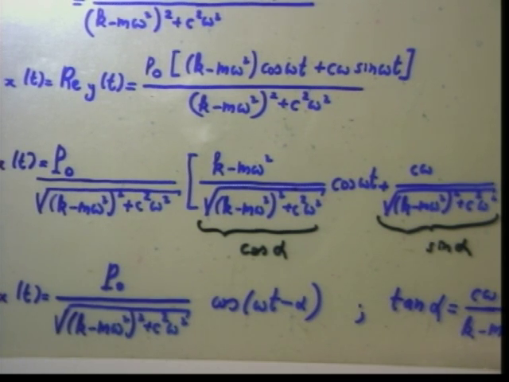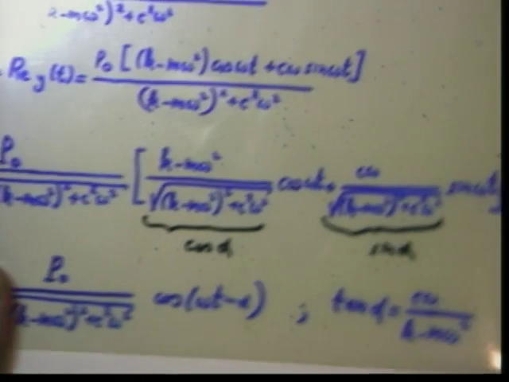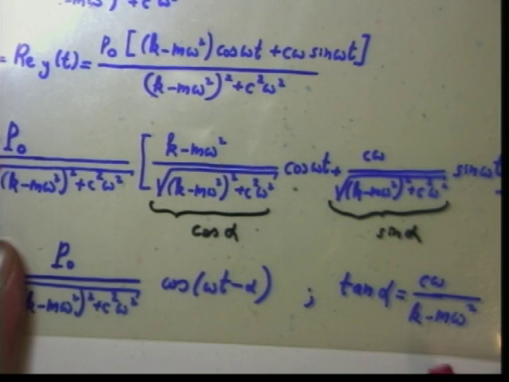So x of t then is very nice: P sub 0 over the square root of (k minus m omega squared) squared plus c squared omega squared, times cosine of omega t minus alpha, or phi if you want. Tangent alpha equals c omega over k minus m omega squared. So it's a bit of algebra, but it's very simple algebra.